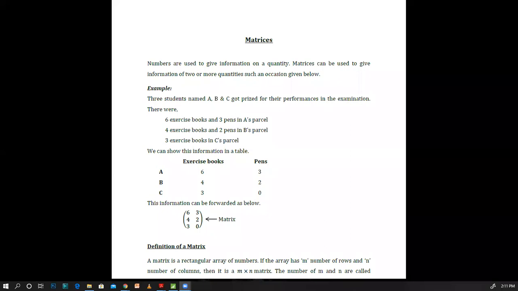This is the first session on matrices. First, we will see what is a matrix.